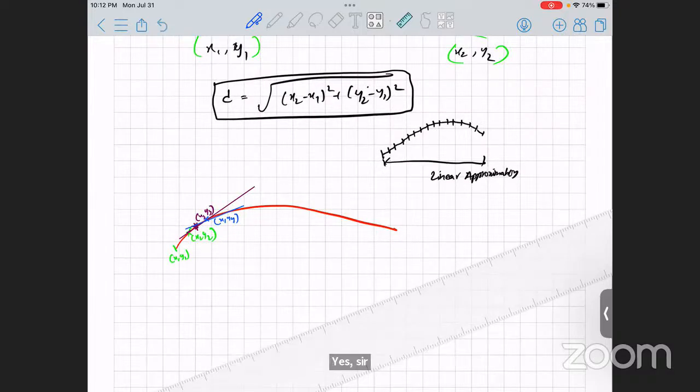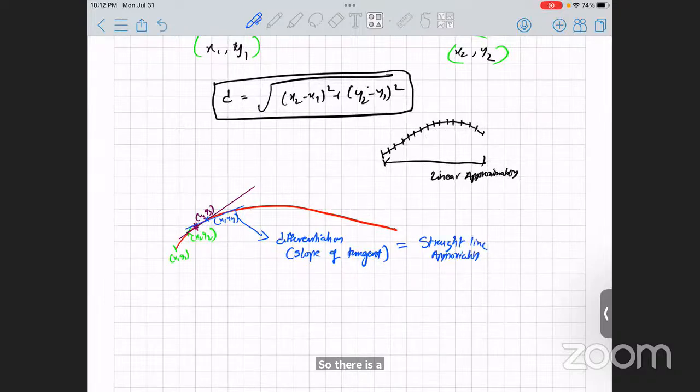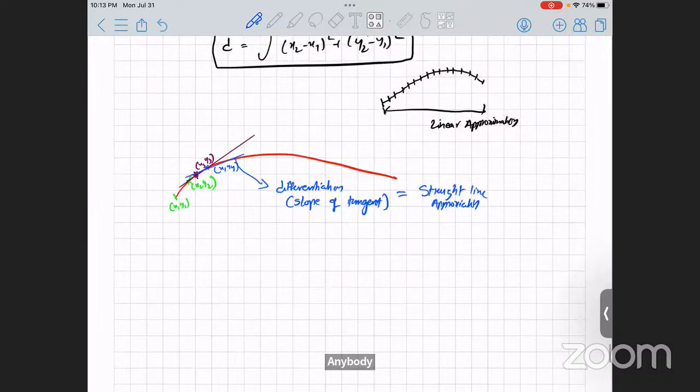So there is some relation between differentiation, the slope of tangent, dy by dx, and the straight line approximation. So there is a formula. Based on your understanding, can anyone tell me the formula? dy by dx. Okay, dy by dx, I agree.